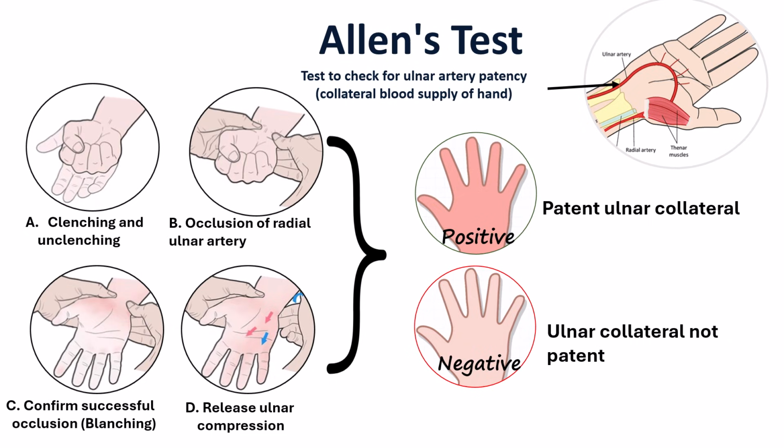The ulnar artery is then released while compression of the radial artery is maintained. If normal color returns within 5 to 15 seconds, the test is positive, indicating adequate collateral circulation and that radial artery cannulation can safely proceed. If the hand remains pale or color returns slowly, the test is negative, suggesting inadequate collateral flow and the need to select an alternative access site.